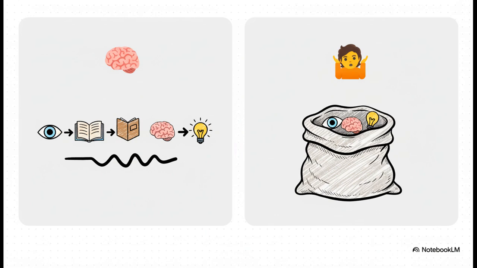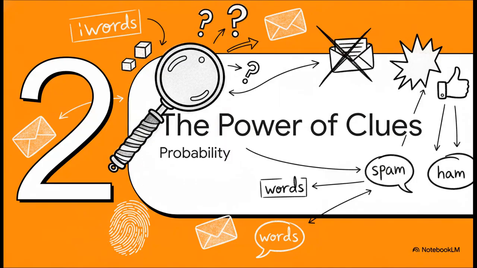Now, why do we call our detective naive? Because it makes one huge, simplifying assumption. In reality, we know that word order and context are crucial for meaning. But our classifier naively assumes that every single word in an email is an independent clue completely unrelated to the words around it. It sees an email as just a big bag of words, ignoring grammar and structure entirely. Now, that might sound wrong, but that naive assumption is actually its superpower. It allows it to be incredibly fast and efficient, focusing only on the probabilistic power of each individual word as a clue.